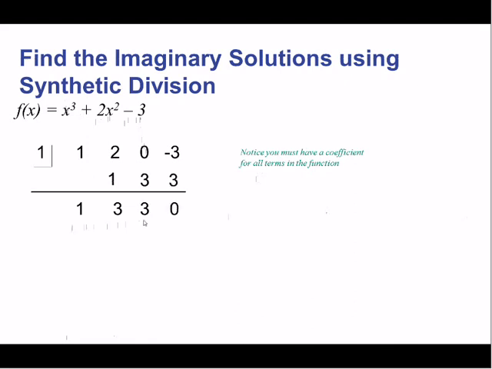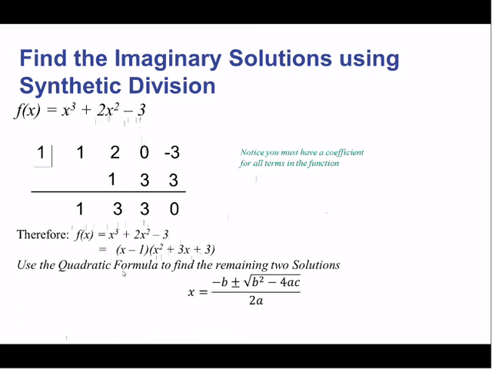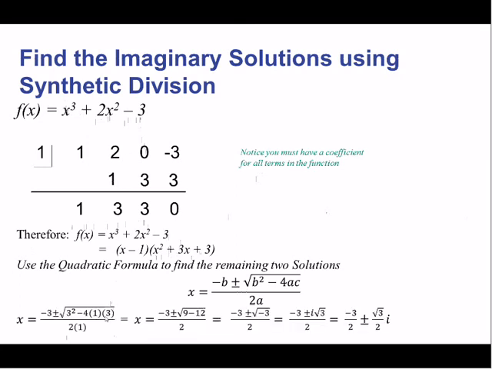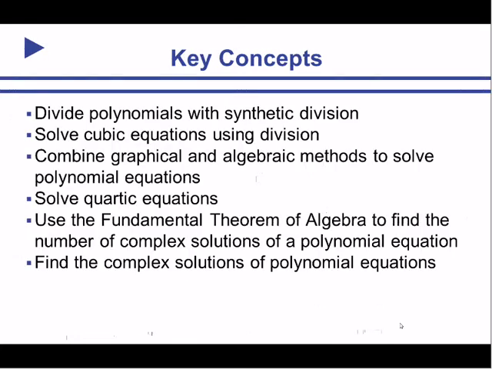And now these three numbers here on the end tell me the coefficients of my quadratic factor, x squared plus 3x plus 3. Now this is where I can't factor this quadratic, so I have to use the quadratic formula. When we use the quadratic formula and substitute our values in, we end up with our two conjugate pairs here. x equals negative 3 halves plus or minus square root of 3 divided by 2 times i. Those are our complex imaginary zeros that we cannot see on our graph.